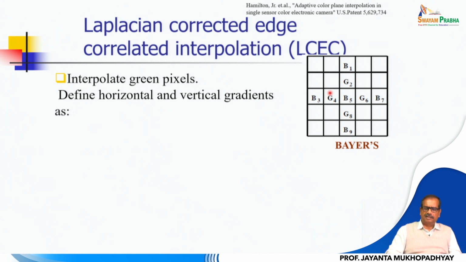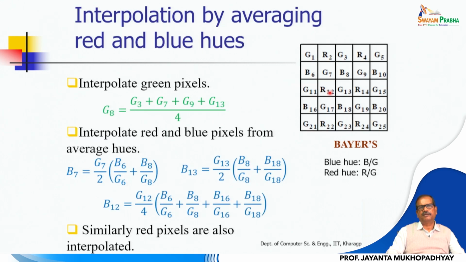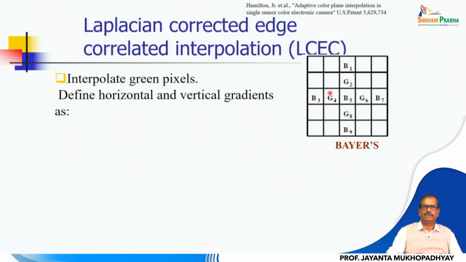Another technique, the previous technique is called average of red and blue hues, by averaging red and blue hues. That is ARBH, that's the acronym we used. Whereas this technique is one of the best performing techniques, because it performs the second order correction over interpolation. It takes the second order derivatives, it estimates from its cross channel information.